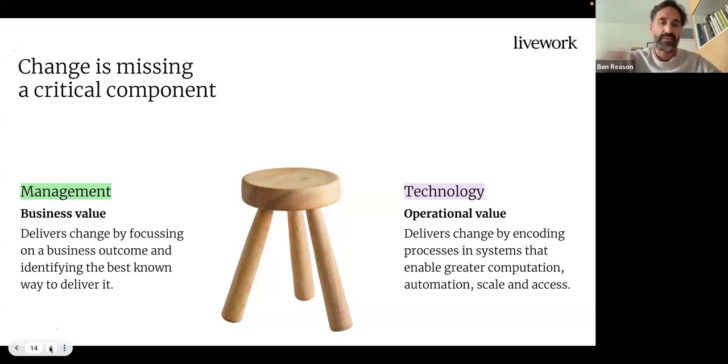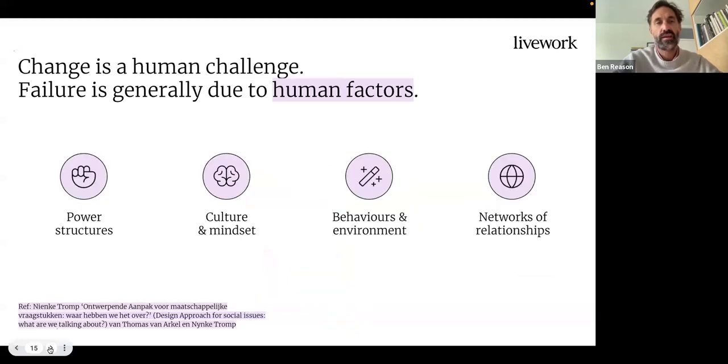Our position, as I was saying, is that design is the third leg of a change stool that brings in the people, the human factors that are critical to success. If we look at some studies from the Netherlands that dig into the human reasons for change not being so successful, it's because certain things haven't been brought to bear around power, culture, behavior and relationships. These are all very human factors within the mix.